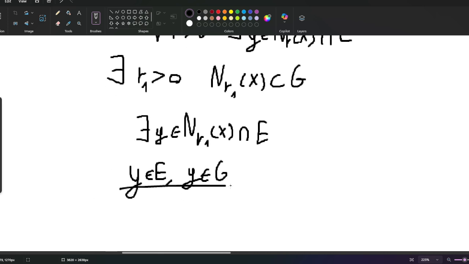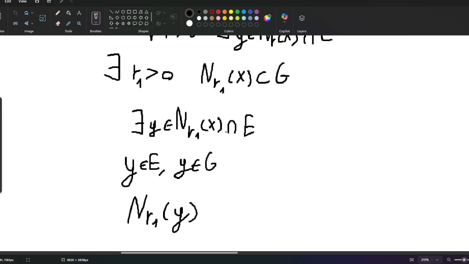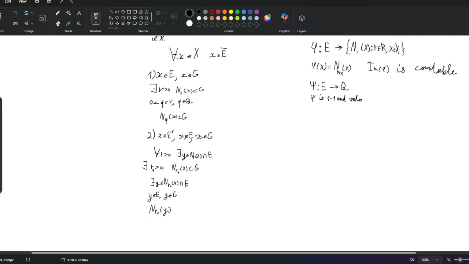Then you can just take the neighborhood of y with radius r1, and you can always pick an r1 that would suffice.